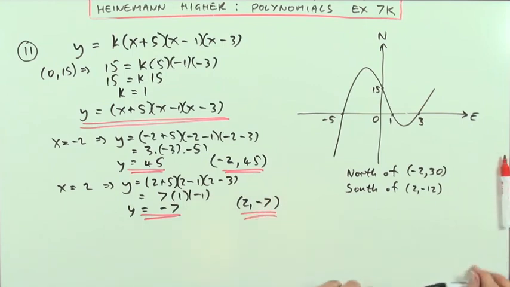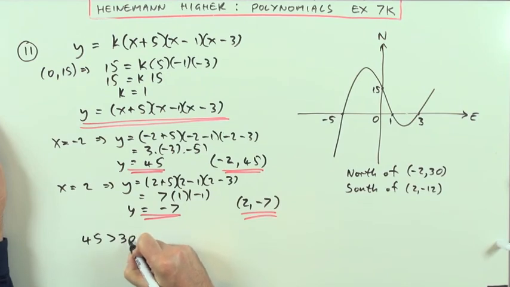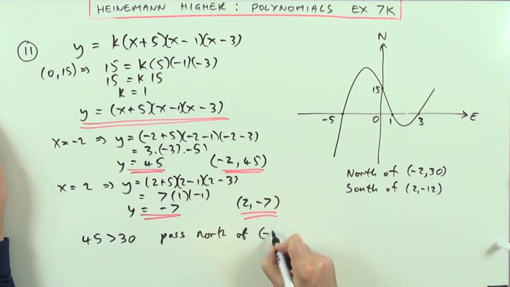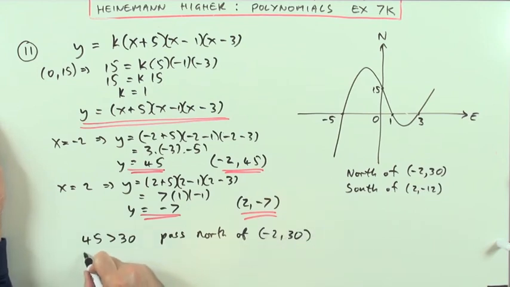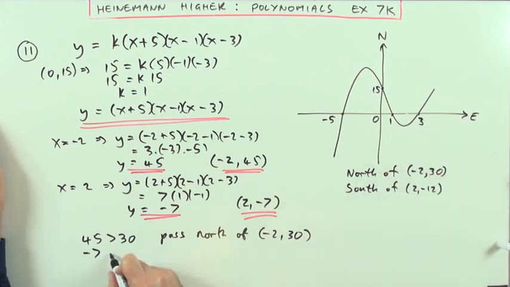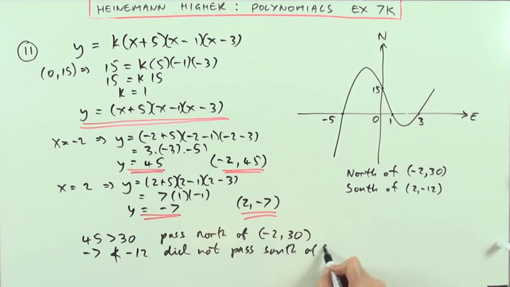So, did it pass north of (-2, 30)? Yes. 45 is greater than 30, which means it did pass north of (-2, 30). However, -7 is meant to be further down, is meant to be less than -12. -7 is not less than -12, which means it did not pass south of (2, -12), in which case the conditions were not met.